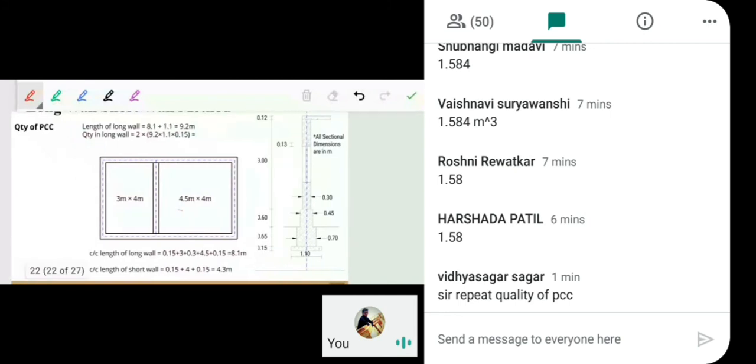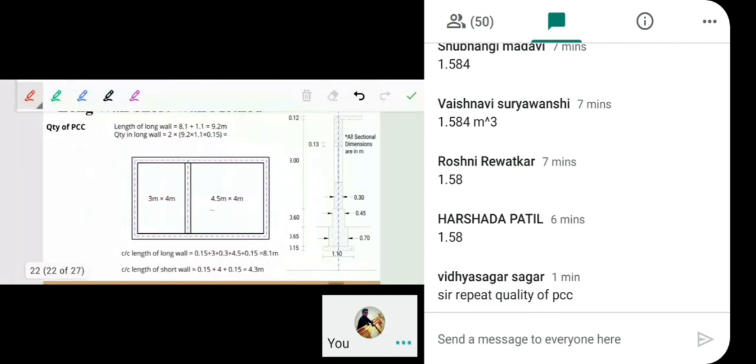Whatever PCC you have at the bottom, that PCC has a width of 1.1 meter. So 8.1 plus width of the item, that is 1.1, will give us the length of the long wall as 9.2 meter. The quantity of the long wall will be number of long walls multiplied by the length multiplied by the width. Width is 1.1 and height is 0.15. So that will give us the quantity of the PCC work in the long wall.